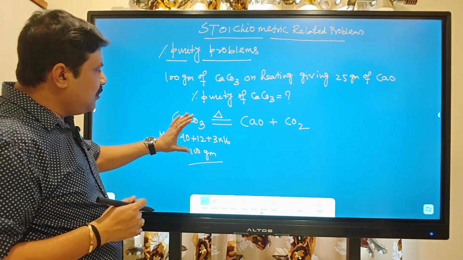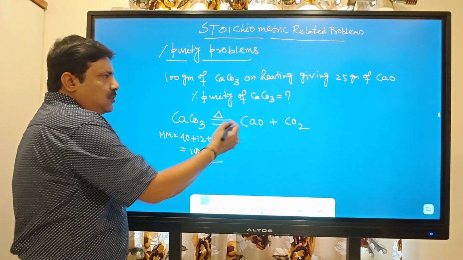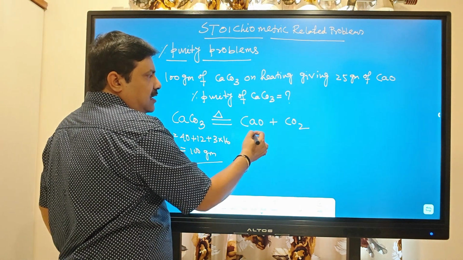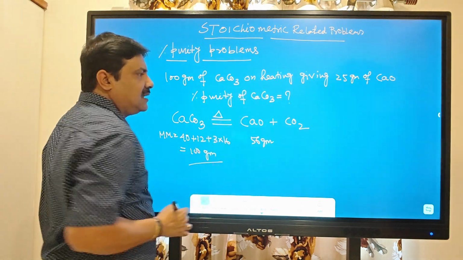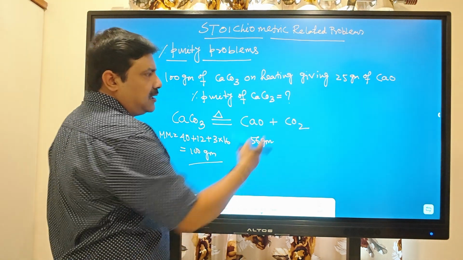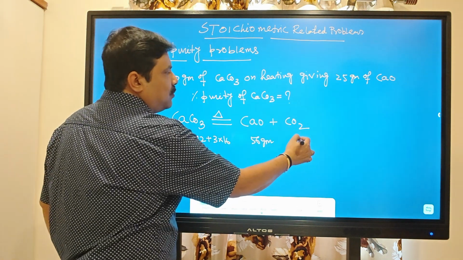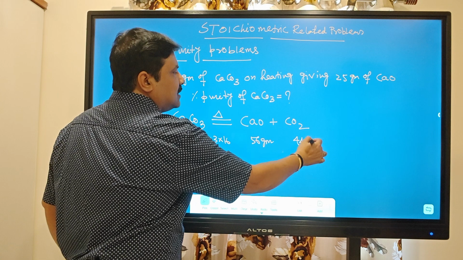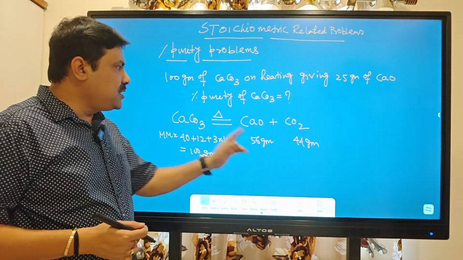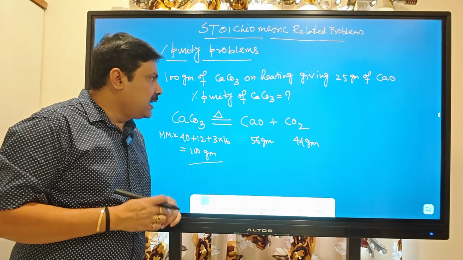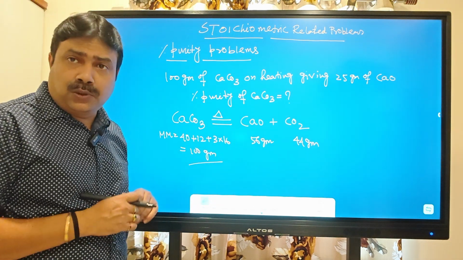That means 100 gram of calcium carbonate when dissociating, always you look at calcium 40 and oxygen 16. Then calcium oxide is how much? 56 gram. Then carbon is 12, each oxygen is 16, 2 into 16, 32 plus 12, how much? 44 gram. So 100 gram of calcium carbonate on dissociation will give 56 gram of calcium oxide as per stoichiometry if it is 100% pure.